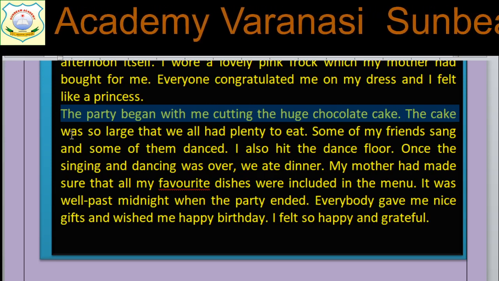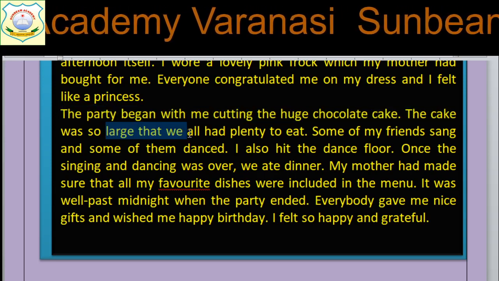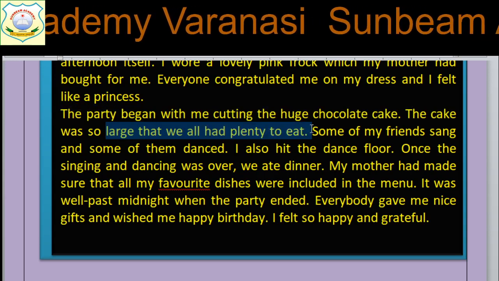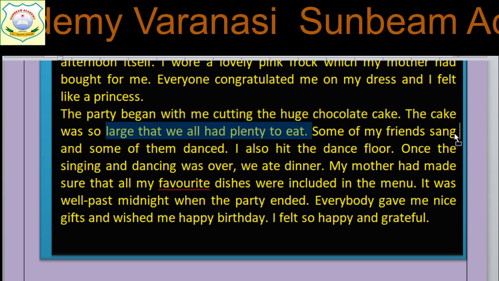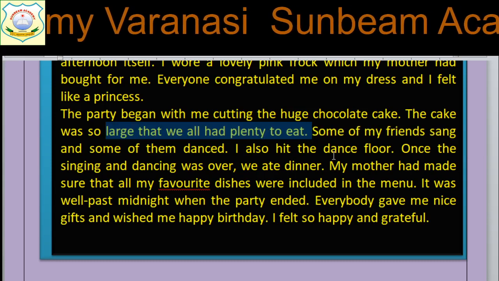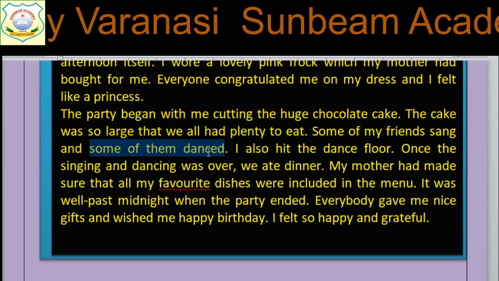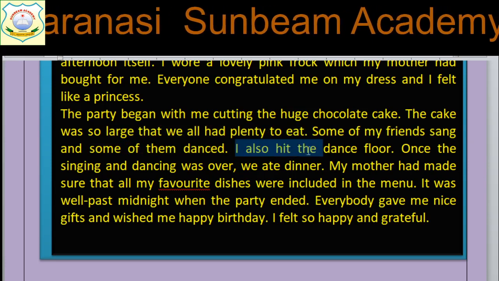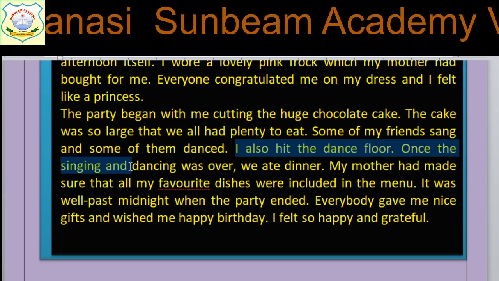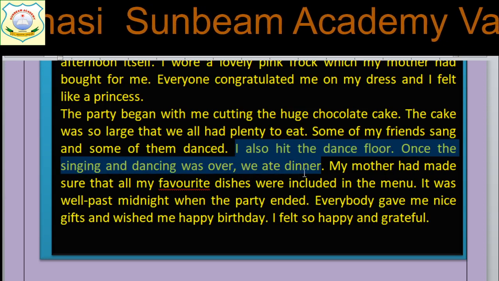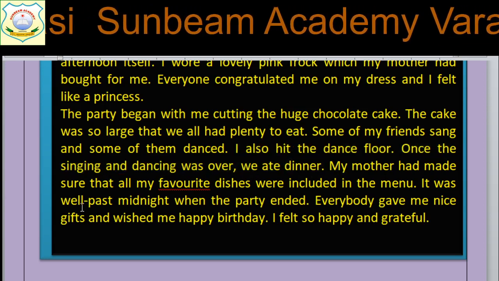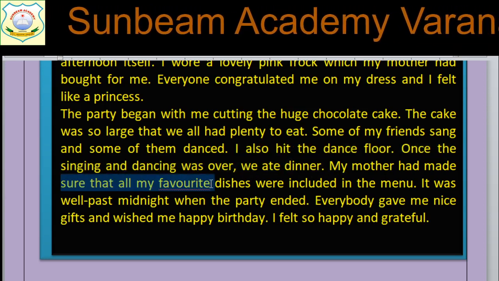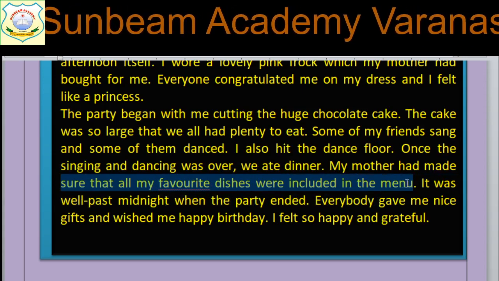So large that we all had plenty to eat, means very much. Some of my friends sang and some of them danced. As usual it happens, it is described. I also hit the dance floor. Once the singing and dancing was over, we ate dinner. My mother had made sure that all my favorite dishes were included in the menu.